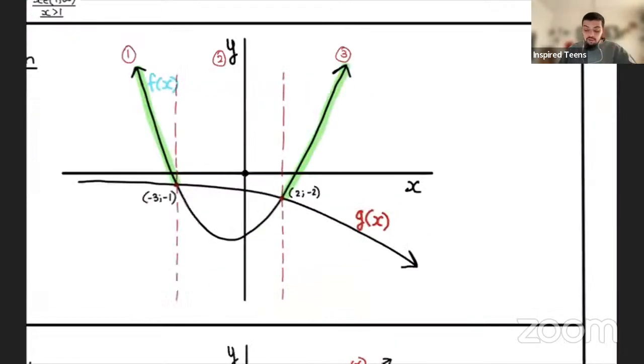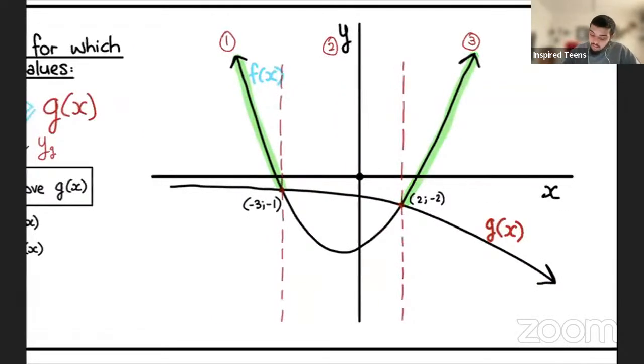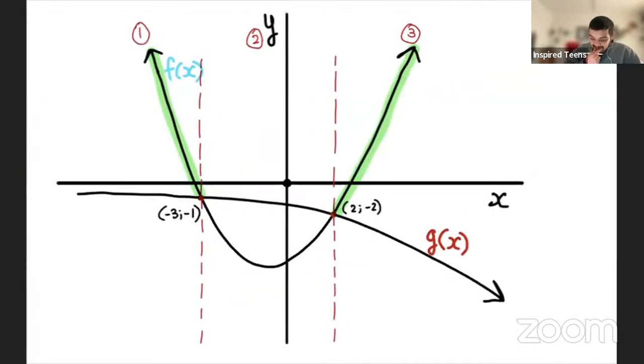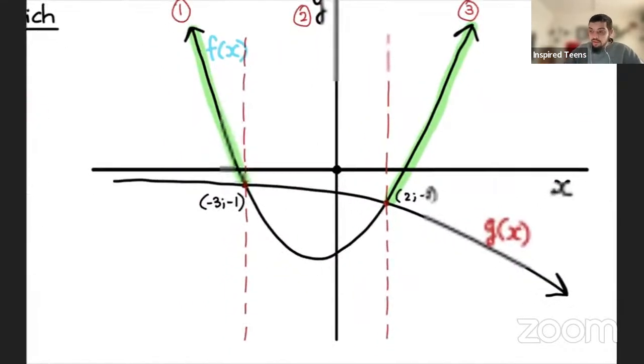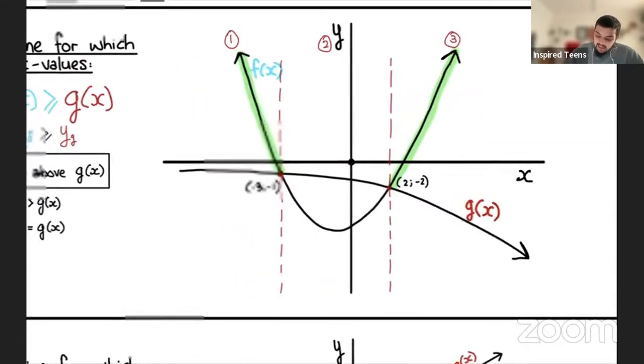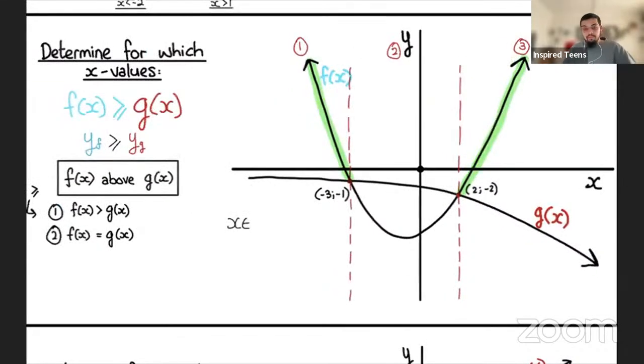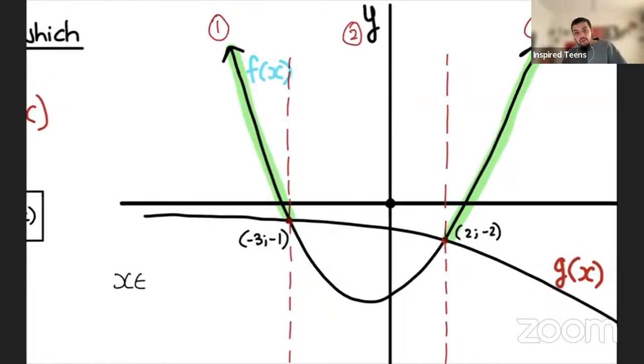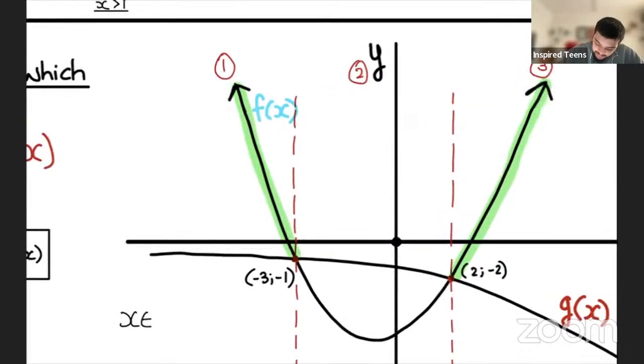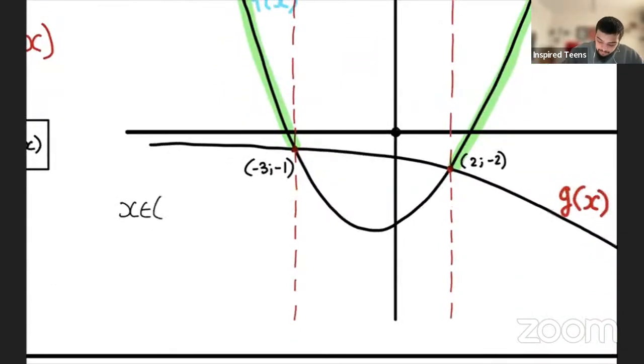Okay, so now we need to express those in terms of x values. All right, let's do that. So for this first section, x is an element of. Now, keep in mind that the question included, so we will have to include as well. So for this green portion, we need to identify its most left part and its most right part. The most left part is located here, but we know that it has an arrow, so it goes to infinity. So we don't include negative infinity.